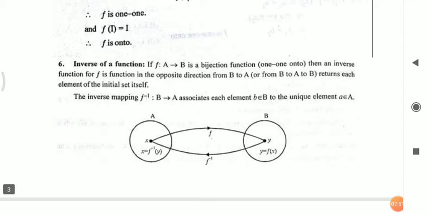Inverse of a function. If f is defined from A to B and it is a bijection function, then an inverse function exists. Remember, in case of bijection, we can define the inverse function from B to A. So B to A will be defined as f inverse. In this case, the domain of function f will be treated as the codomain of f inverse and vice versa.